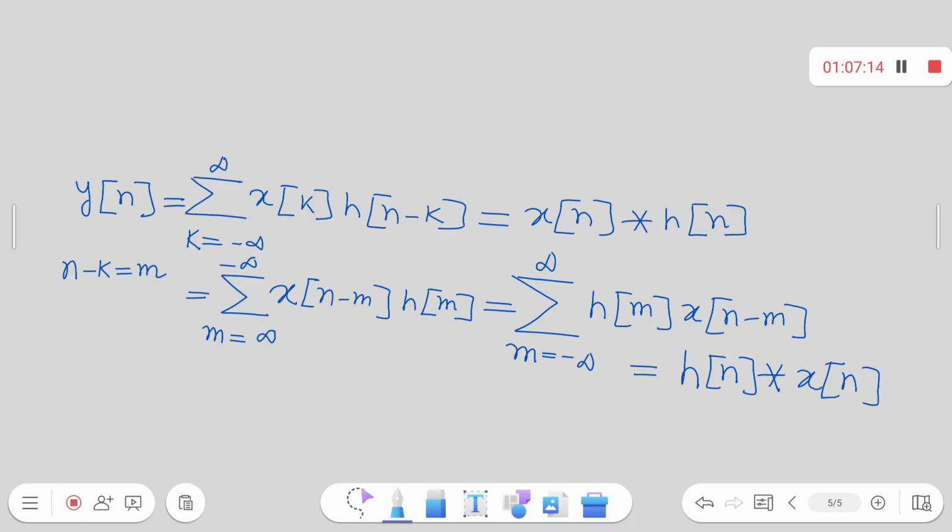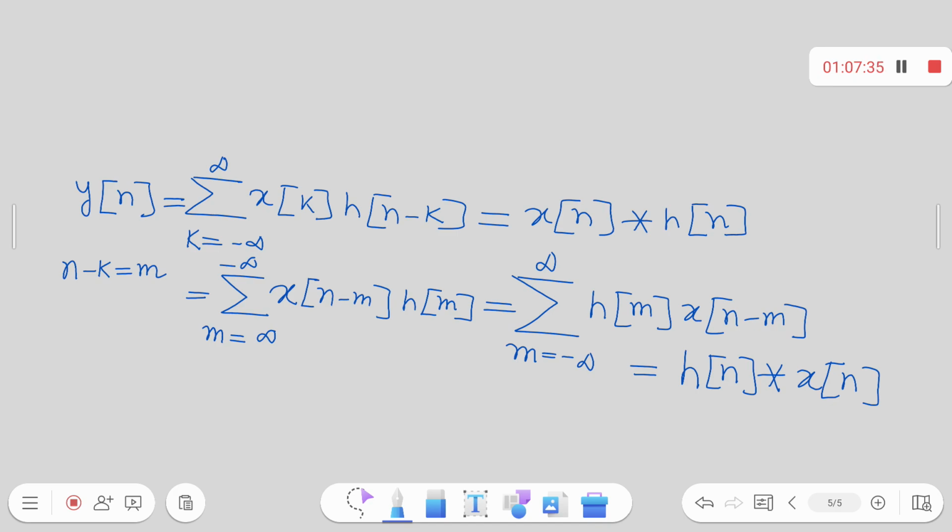So what is the conclusion? The conclusion is that the convolution operation is commutative in nature. So what is the physical interpretation of this? That the convolution operation is a commutative operation.